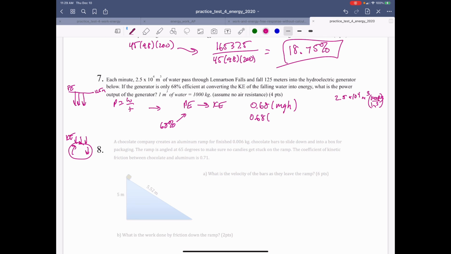It would be 2.5 times 10 to the 4th times 1,000, and then the meters cubed would cancel. Multiplying by 1,000 is really going to up this to 10 to the 7th, because 1,000 is 10 to the 3rd, and the way you multiply those exponents is to add them. So this 2.5 times 10 to the 7th is the total mass of the water that you have. The g is 9.8 and the h is 125.